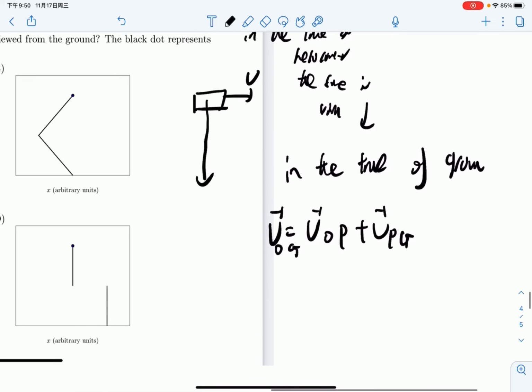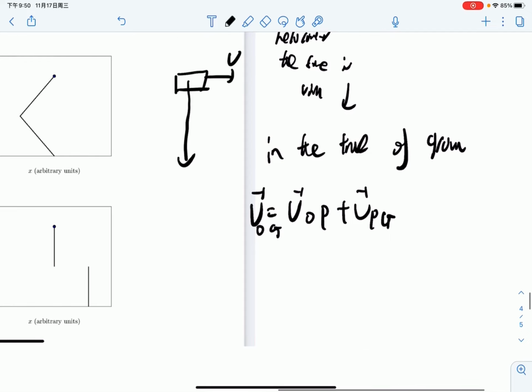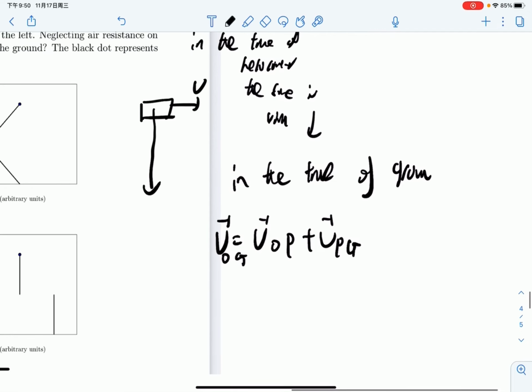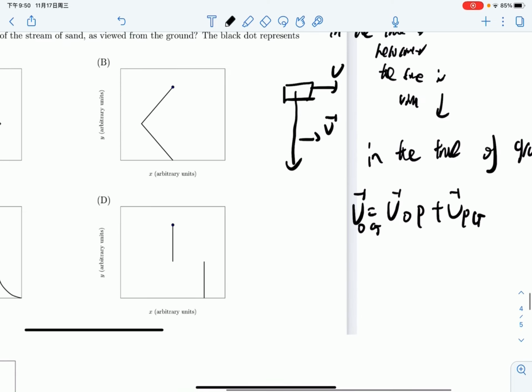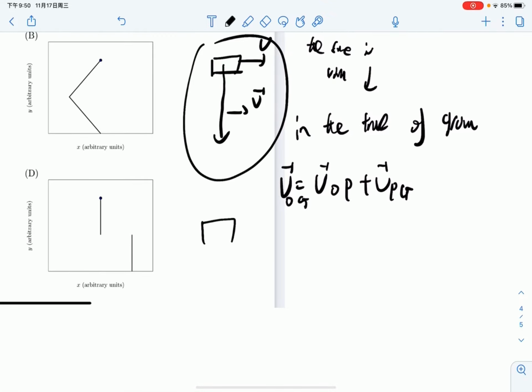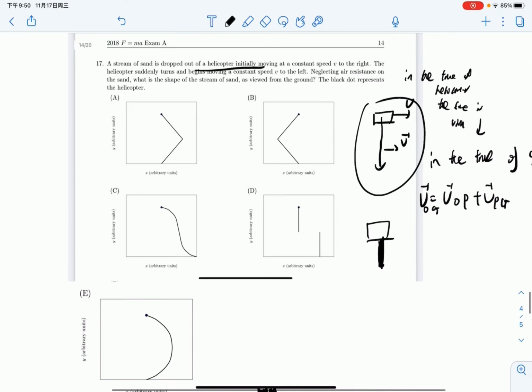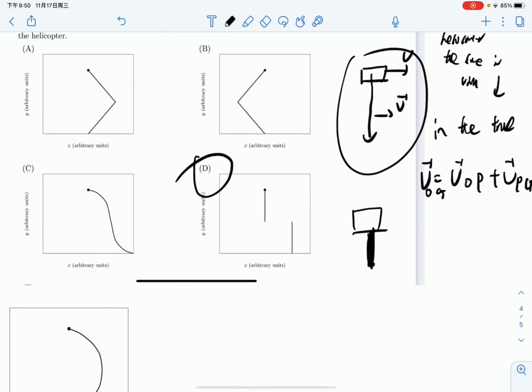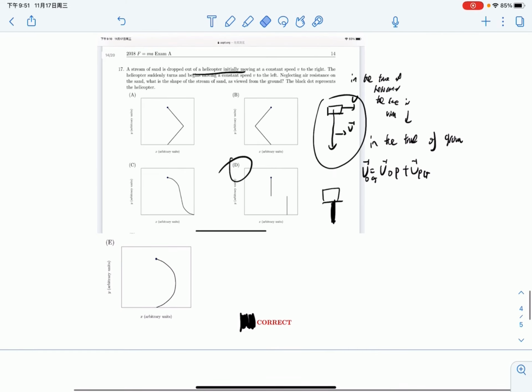So for this kind of stuff, this is moving relative. So now this must be a straight line, okay? So the only choice that is straight is D. So we're just going to choose D. And that is the correct answer. Okay, we're done with this lecture.